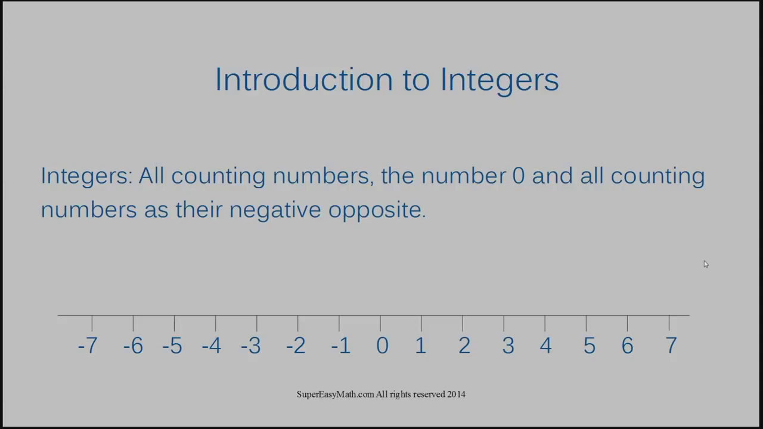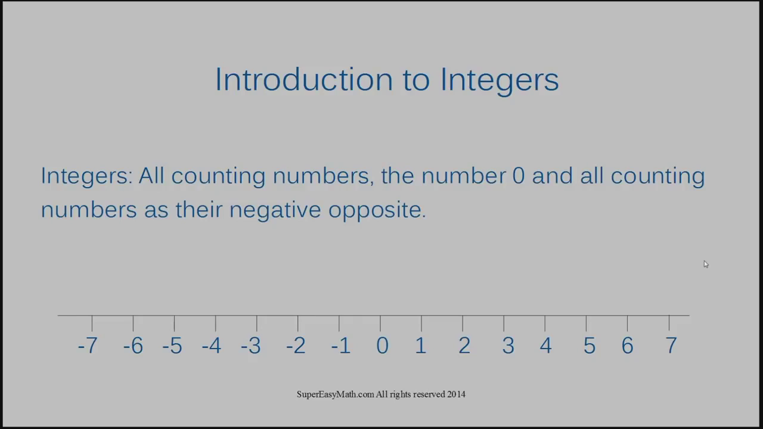The number 0 is not typically a counting number. People aren't taught to count with 0. People aren't taught 0, 1, 2, 3. So integers are counting numbers, the number 0, and then all those counting numbers, but with a negative in front of it, which is that number's opposite. So I'm calling it the negative opposite here.